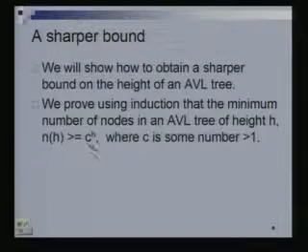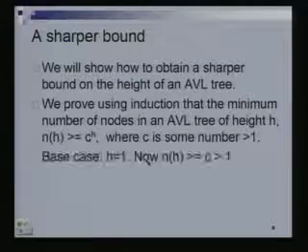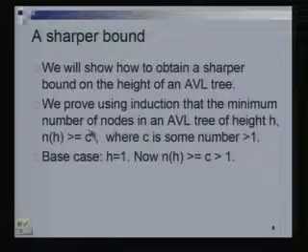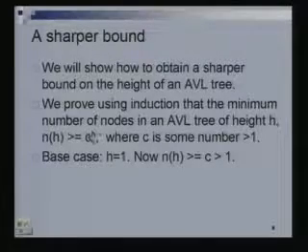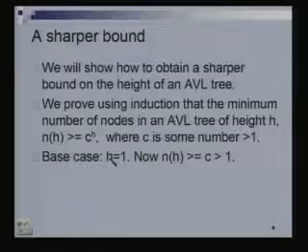So we'll assume that n of h is at least as large as c to the h. Let's see what we can argue here. We are going to prove this by induction, and we'll figure out what the c is later. So we are proving a certain statement without actually knowing exactly what the statement is, because I'm not telling you what the c is, but you'll see what the c has to be for this statement to be true. So what's the base case?